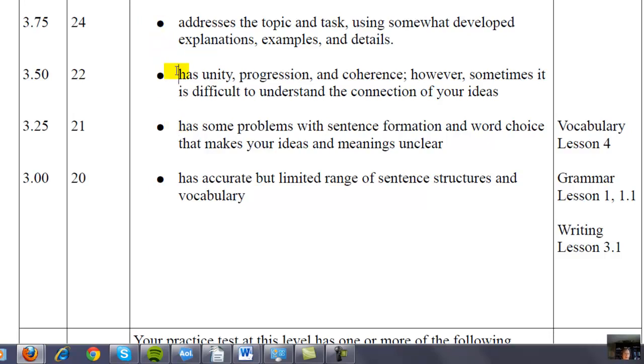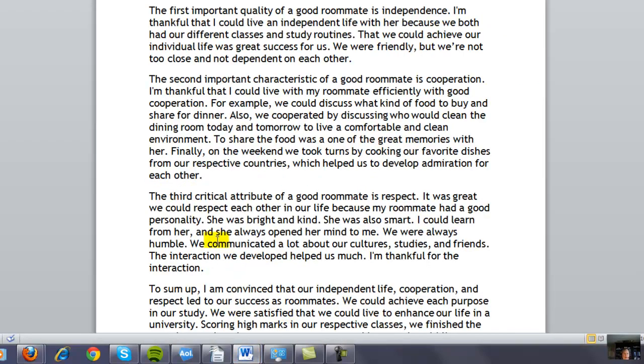Has unity, progression, and coherence. However, sometimes it's difficult to understand the connection of your ideas, and the answer, unfortunately, is yes, because it looks like your 4th paragraph where you talk about a roommate and having respect, you didn't really develop or illustrate that idea in the examples that you gave in the essay.